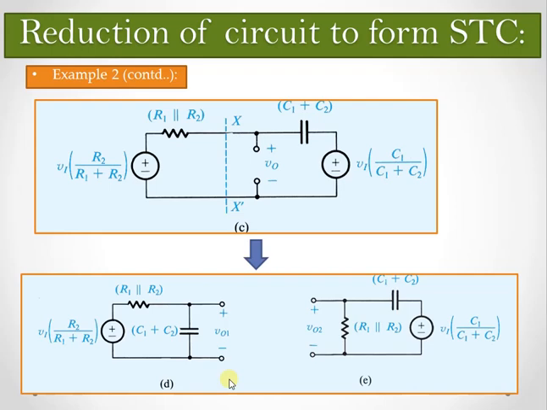Now you might be wondering how the time constant is computed. To compute the time constant, these two circuits when added together will form a single circuit, that is a single time constant circuit. So the time constant will be the equivalent resistance multiplied with the equivalent capacitance. So the time constant will be C1 plus C2 into R1 parallel with R2.